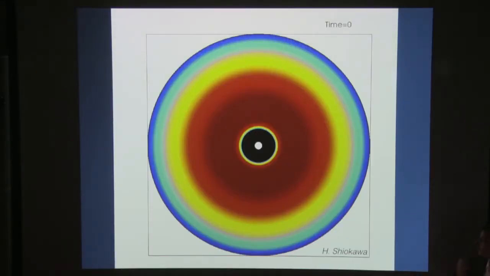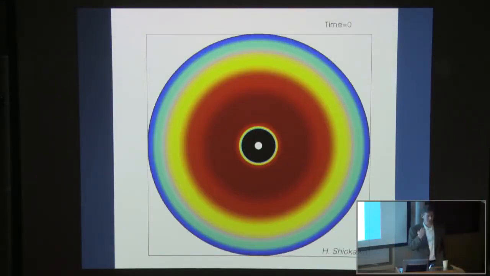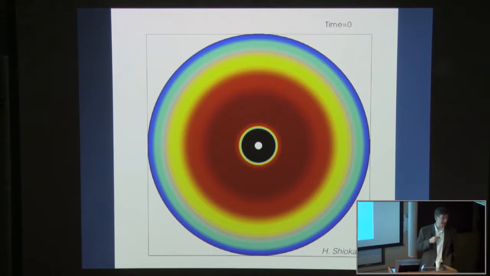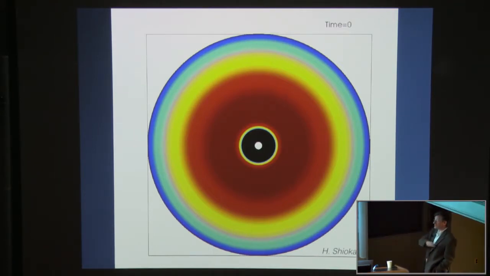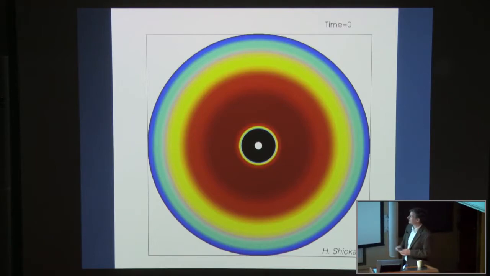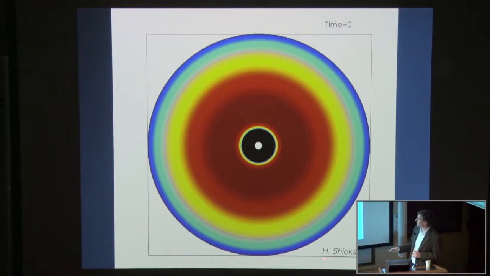Okay, so let me show you an example of the kind of calculation we do. So this is, of course, I'm showing you the best example. This is a section through the equatorial plane of a 3D model in which the accretion disk is aligned with the spin of the black hole. And the colors in this model show density. And this is the initial state, which was set up and run by my student Hotaka Shikawa.